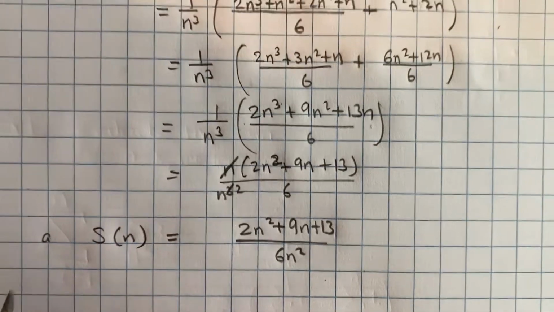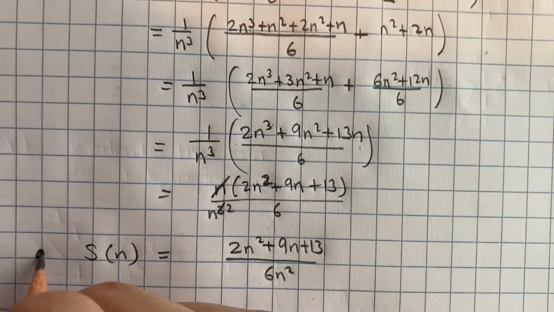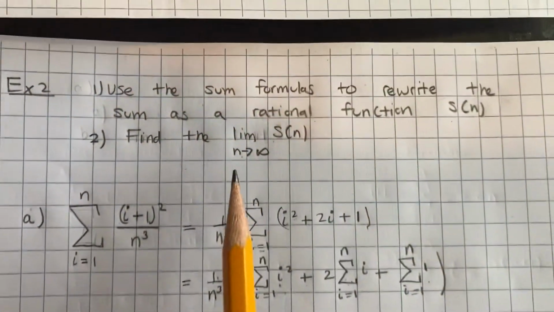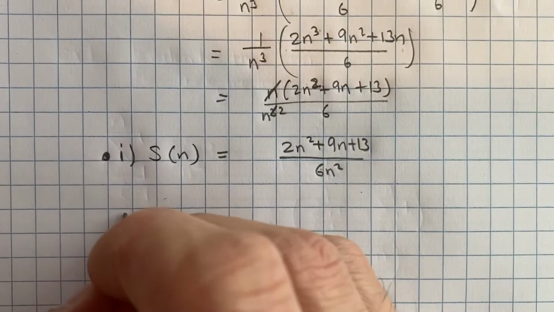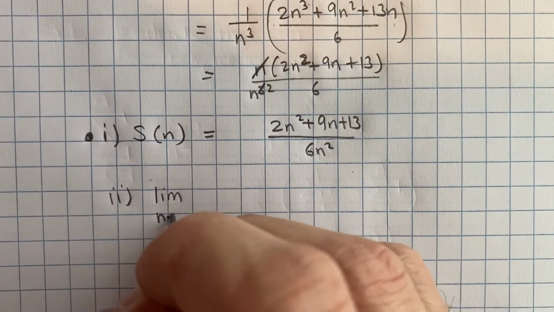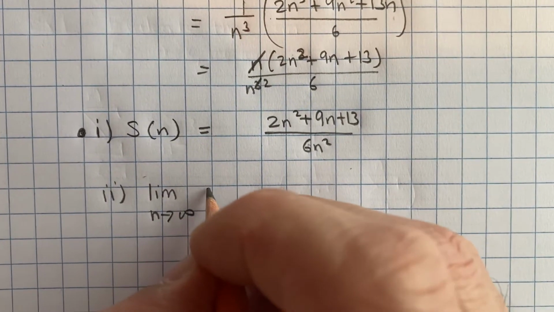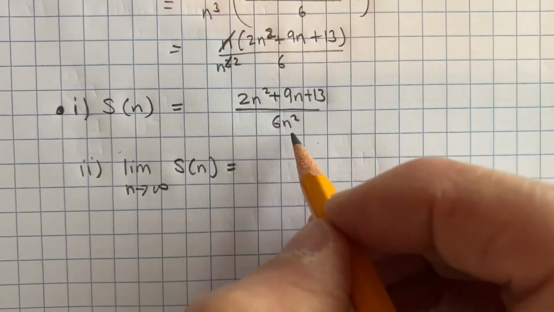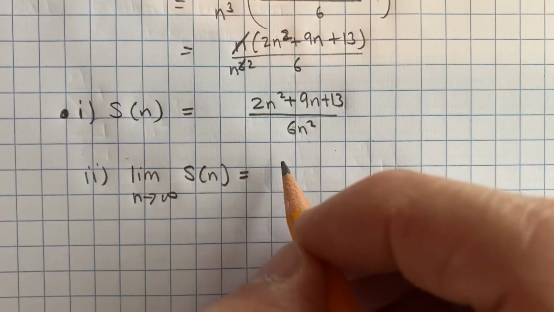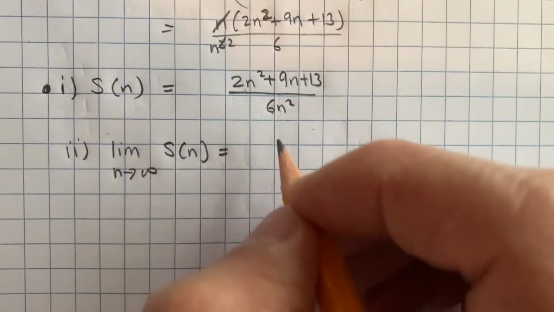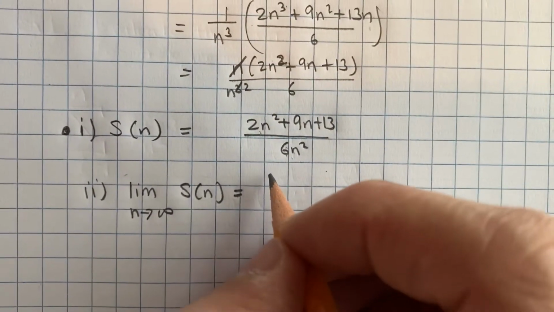That's part, I guess we'll call it part 1. And then part 2, right, it's asking us to take the limit as n goes to infinity of S of n. Okay. All right, the limit as n goes to infinity of S of n. So really quickly, if you just take the limit and divide top and bottom by n squared, the final answer is just going to be 1/3. But let's show all the work.